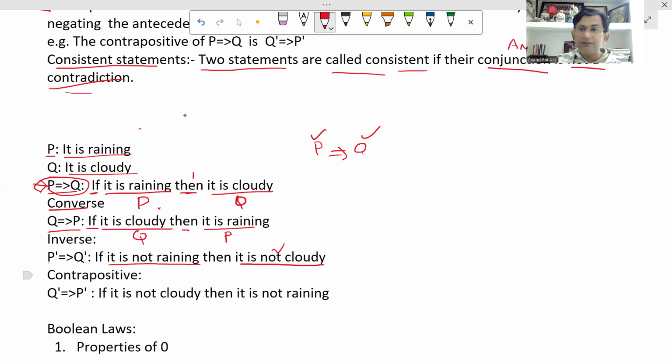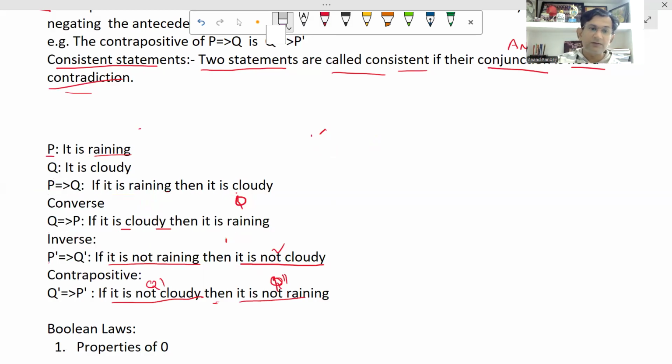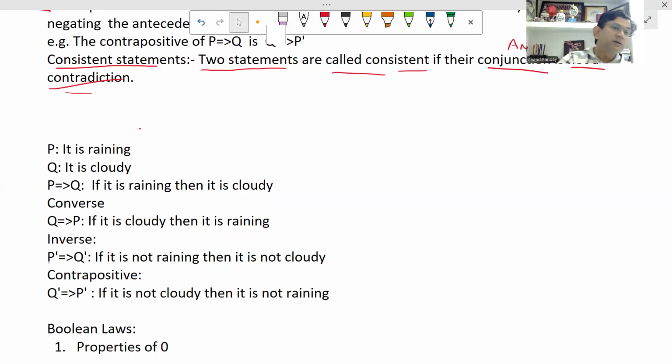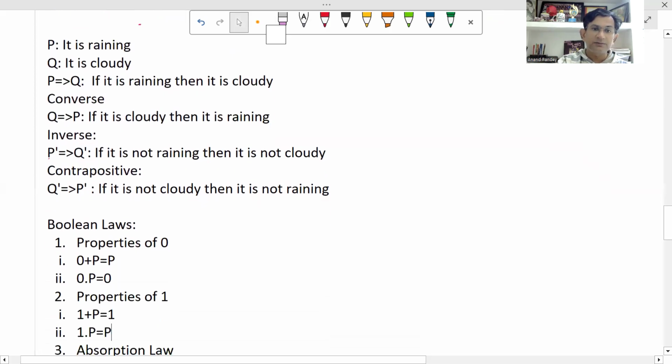And then the contrapositive, we have to do both. We have to interchange as well as negate. If it is not cloudy, then it is not raining. Such questions you may have. So kindly try to understand. If any confusion, you can ask. I have written these in the form of statements also. So this is about converse, inverse, and contrapositive in detail.